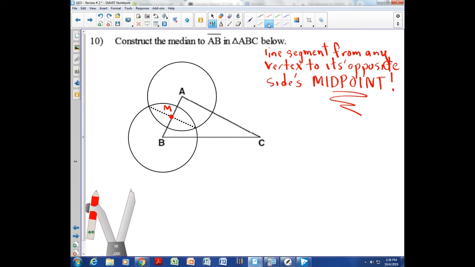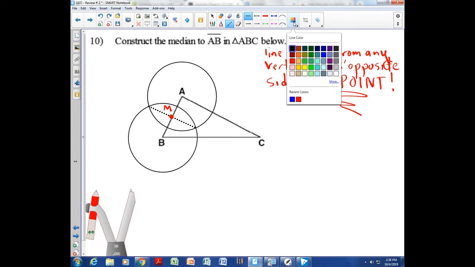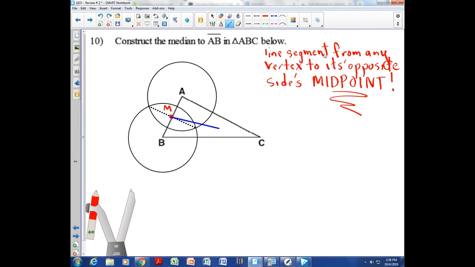Walking around the room, many people stopped right here. Don't stop here. We're not done. The actual median has yet to be drawn. The median is the line segment from the midpoint to the opposite side's vertex or vice versa. There we go. MC, that line segment right there, that is my median.